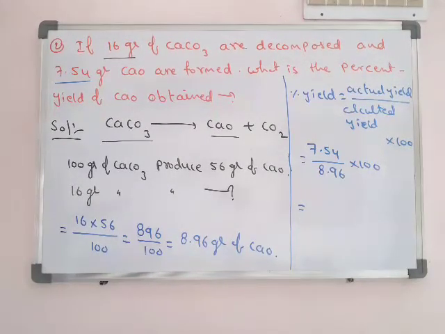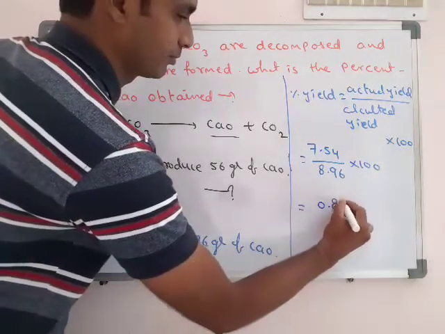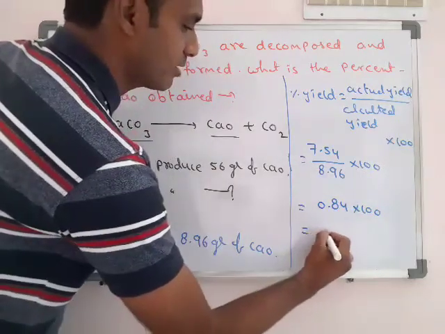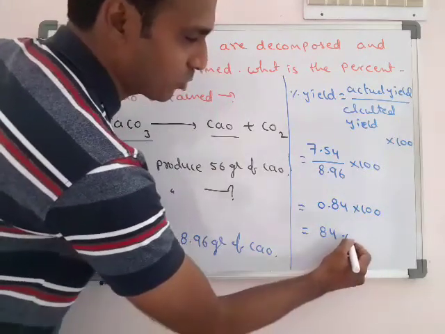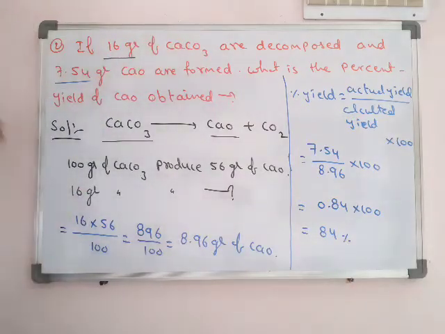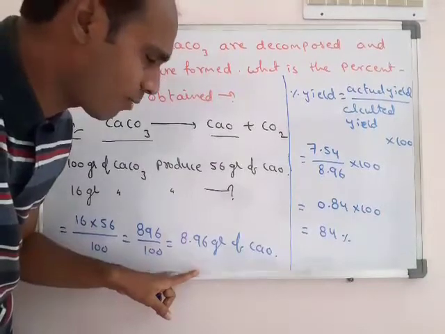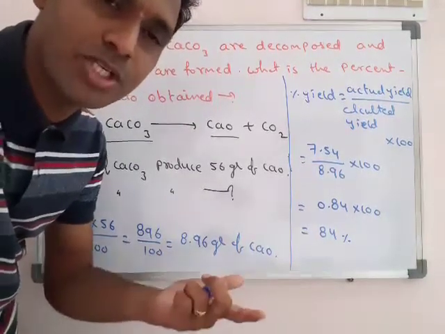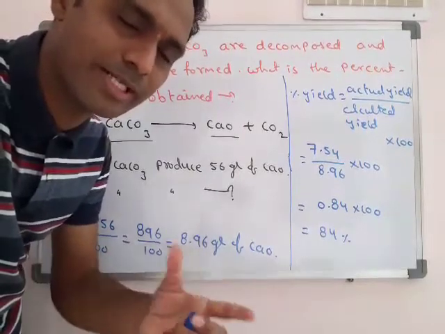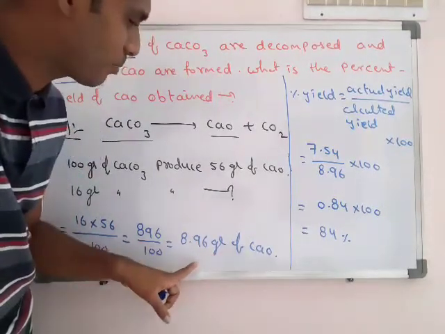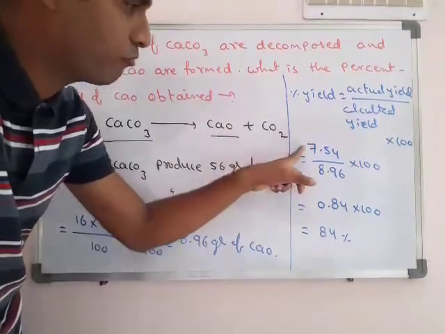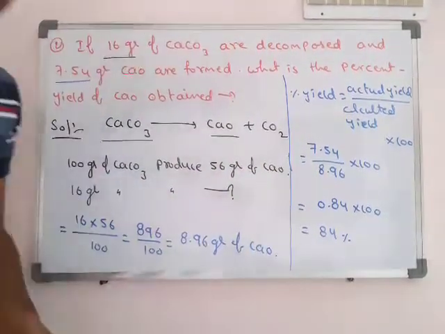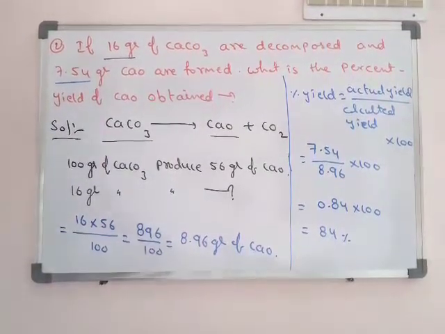On this calculation, 7.54 divided by 8.96, here we get 0.84. It means the percentage is 84%. So the calculated 8.96 would be the 100% yield, but 100% is not possible. From 8.96, we obtained 7.54, and the percentage calculated is 84%. Take one more problem.